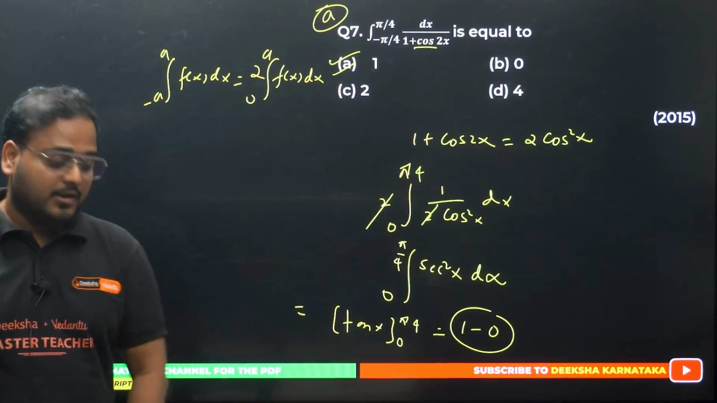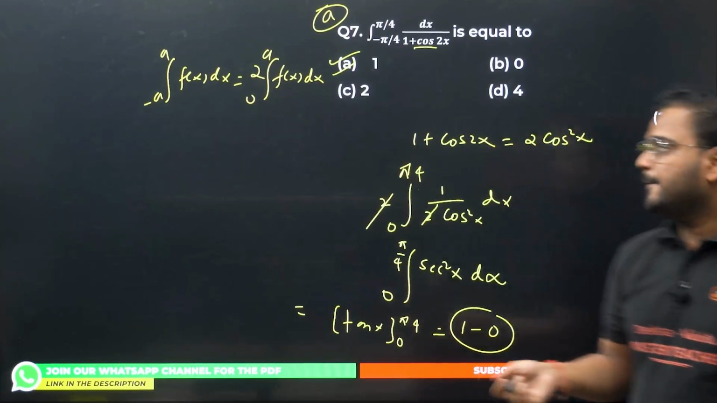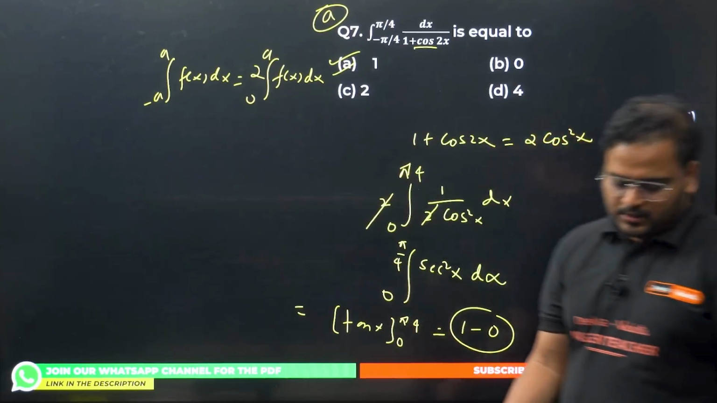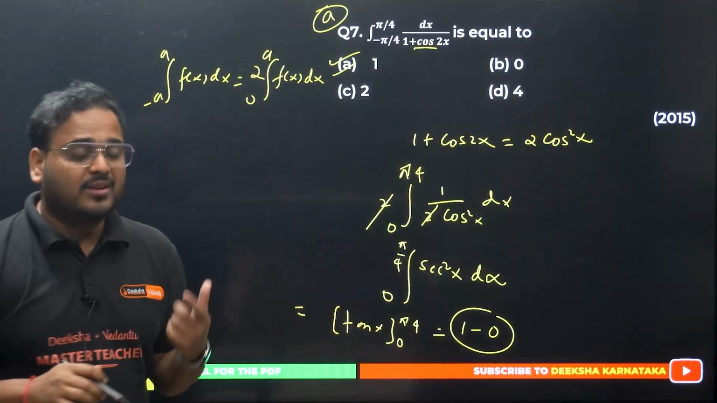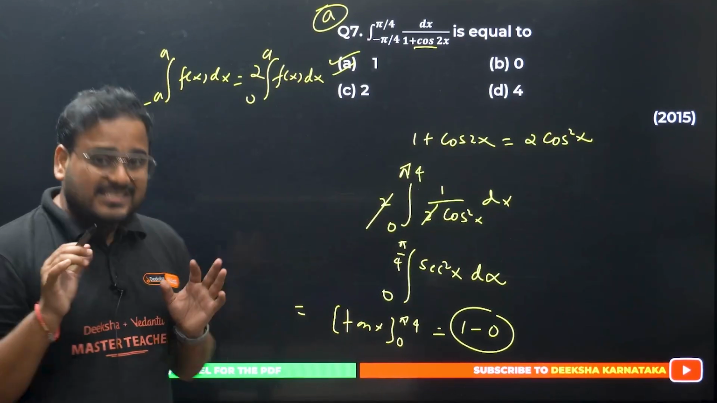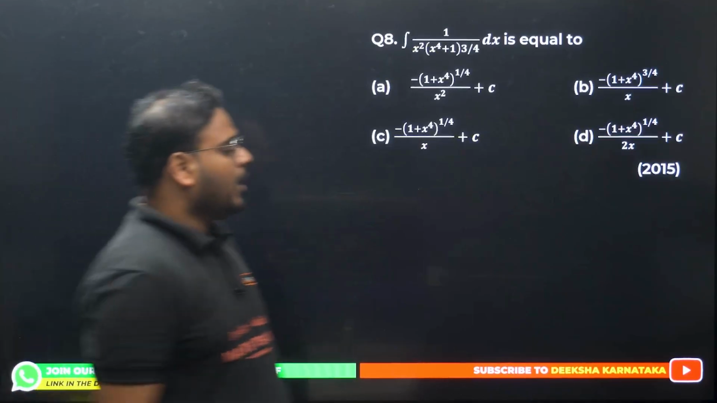Option A is correct. The properties of definite integral are very much useful. Okay? Because the questions are combined like this, no? So properties of definite integrals and the formulas of trigonometric functions from PU1 play a big role in solving questions worth 7 marks from the integration unit. Okay? Chaliye. Question number 8 now.